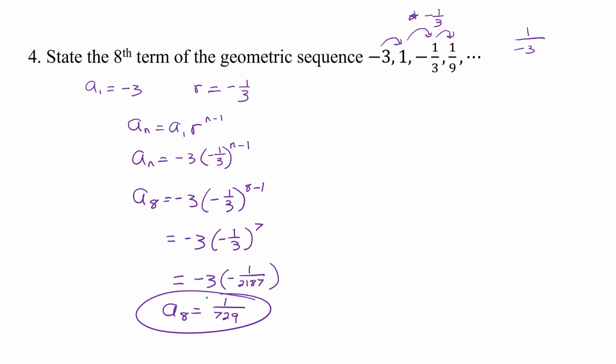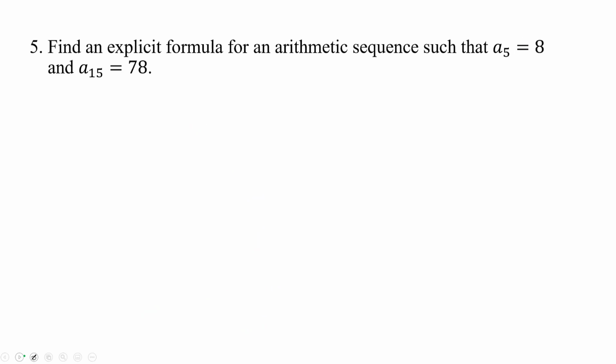All right, so let's go on to problem number 5 here. Find an explicit formula for an arithmetic sequence such that a sub 5 equals 8 and a sub 15 equals 78. Okay, so our general formula for a term a sub n in an arithmetic sequence is going to be a sub 1 plus n minus 1 times d, where d is the common difference. So we need to figure out what a sub 1 is and what d is, right?